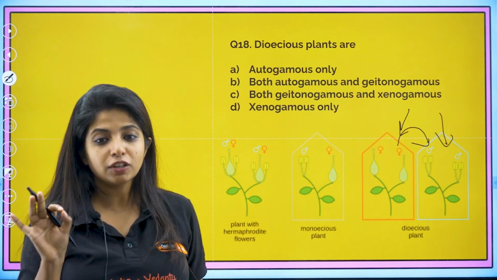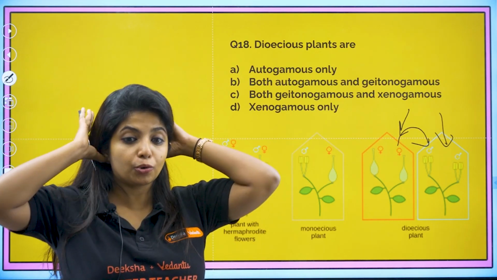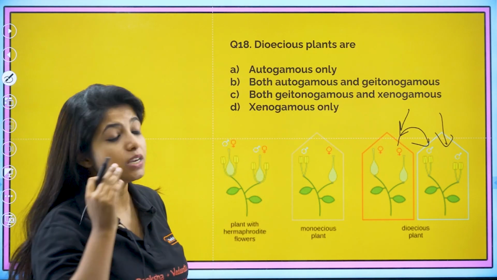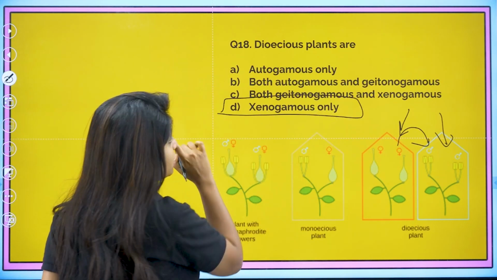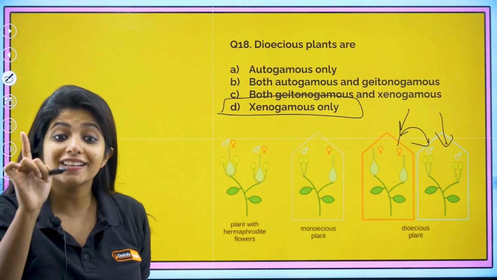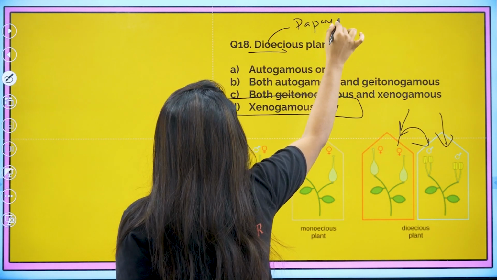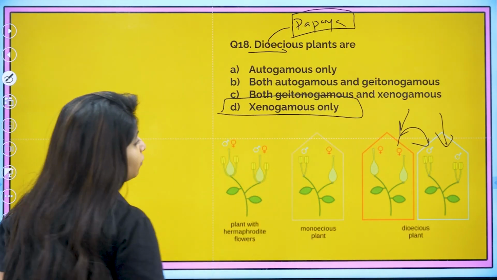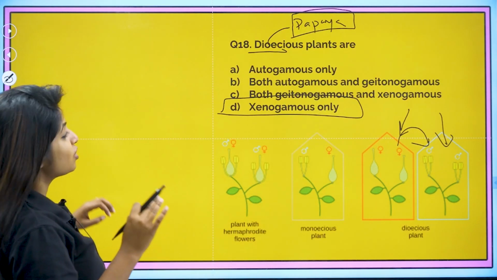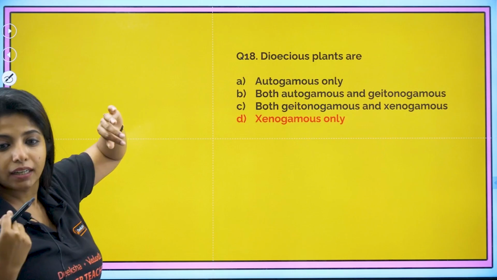And what is true cross-pollination? Geitonogamy is also cross-pollination, but it is not true. The true one is only one thing, and that is the xenogamous condition. So your answer, dioecious plants, like what? Example you need to remember: dioecious, like papaya. Papaya is a dioecious plant. It would be having only xenogamy, and this is one of the best ways to produce genetically different types of plants.